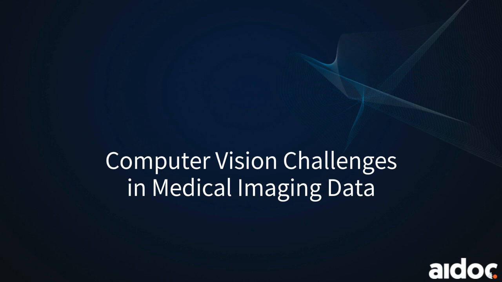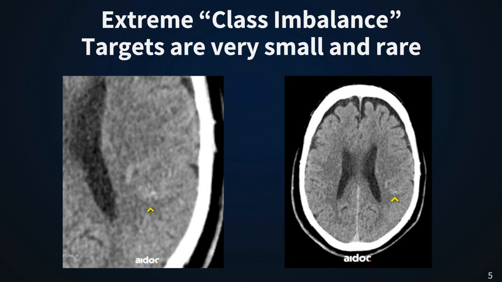So let's start with the computer vision challenges that we face with medical imaging data. And the first challenge I want to talk about is the extreme class imbalance. And what do I mean by class imbalance? By class imbalance, I mean that the targets, the findings that our algorithms are aiming to detect are very, very small compared to the image and compared to the data set. And they are very, very rare in the data.